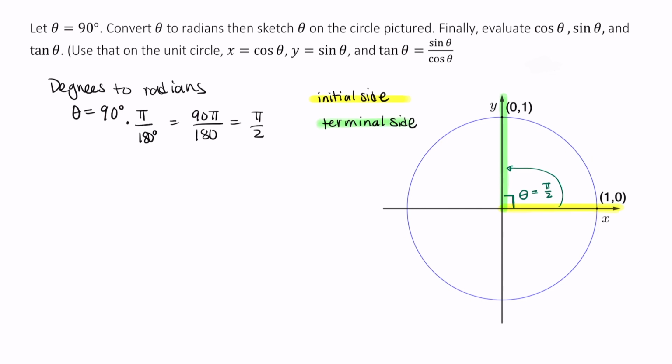Now, I want to remind everyone that this is review, and this review is important. You do need to know things like your trigonometric functions and angles in a calculus course. So now let's go ahead and evaluate cosine, sine, and tangent all at 90 degrees.